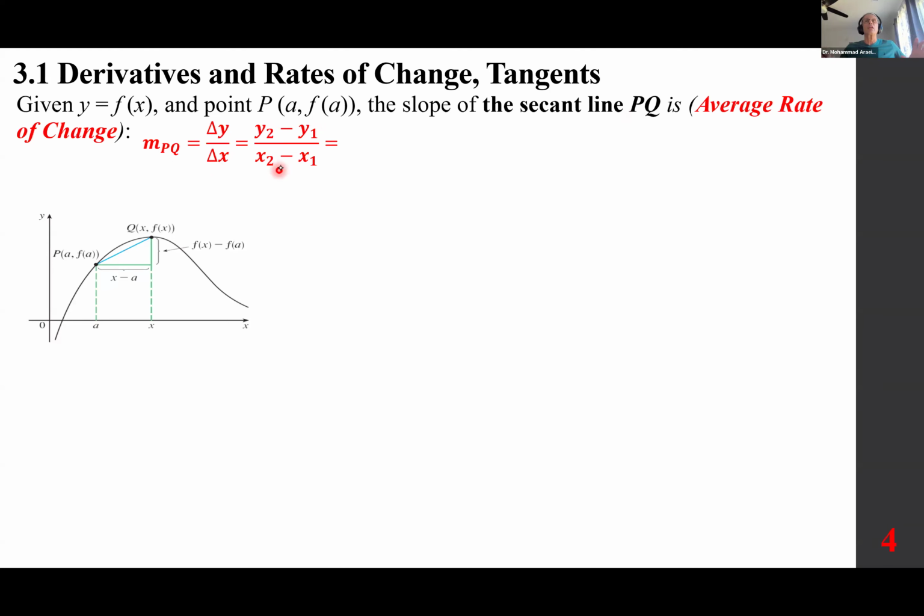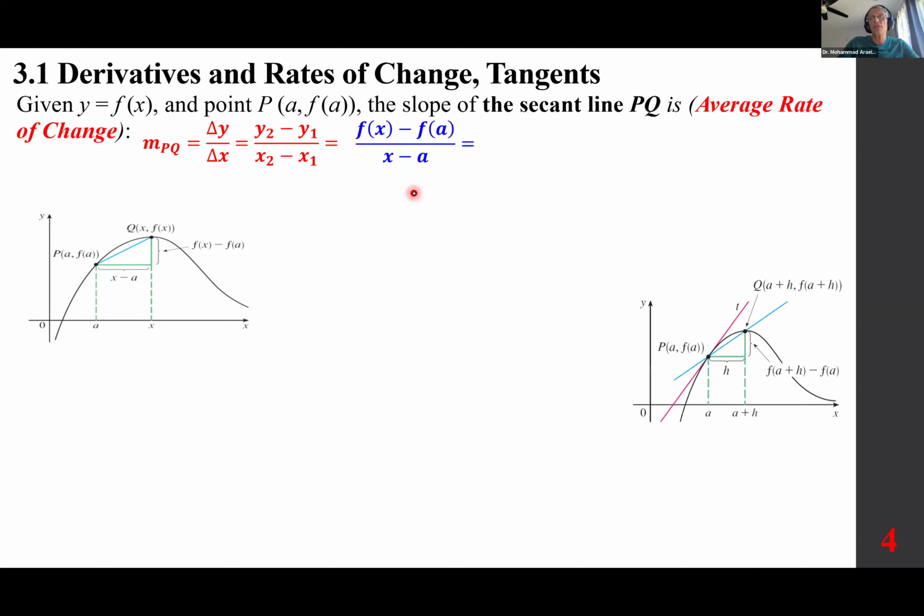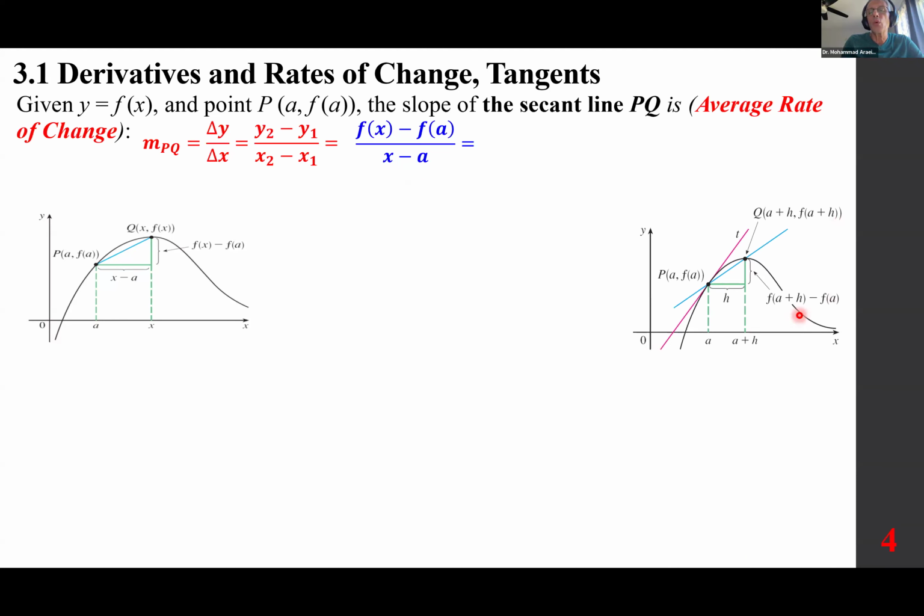Now, there are various ways that we can write this. For example, if we go with this, we would write f of x minus f of a is the rise, x minus a is the run, so f of x minus f of a over x minus a. If we go with this one, where this point has coordinates a, f of a, and we go the distance of h, the run is a plus h minus a, simply h, and the rise is f of a plus h minus f of a. And this is the formula for that.